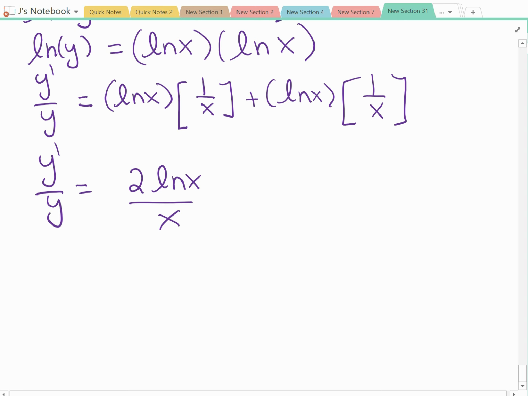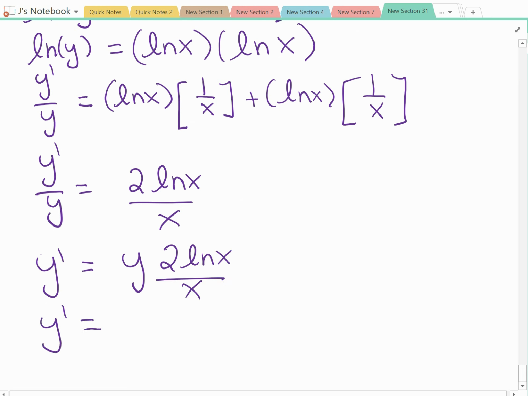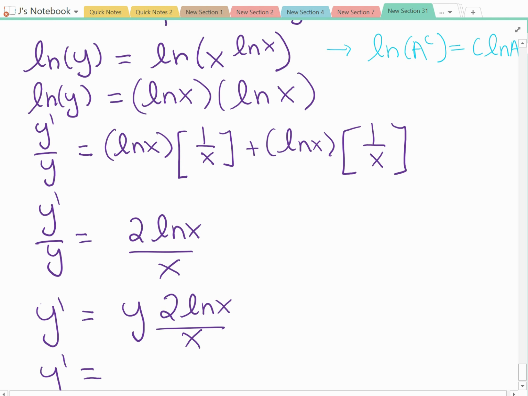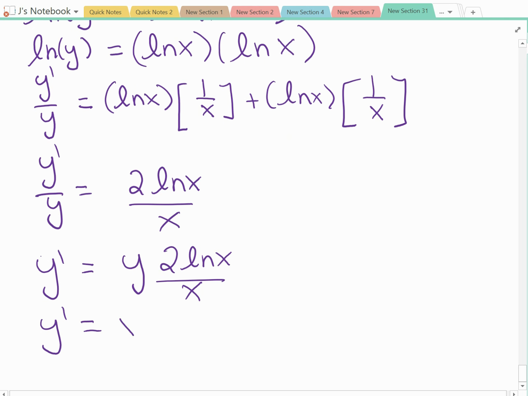Now, we want to isolate for y prime. So y prime is equal to y times 2 ln of x all over x. And what's y? Y was the original function. It's x to the power of ln of x, sorry. Multiplied by 2 ln of x over x.